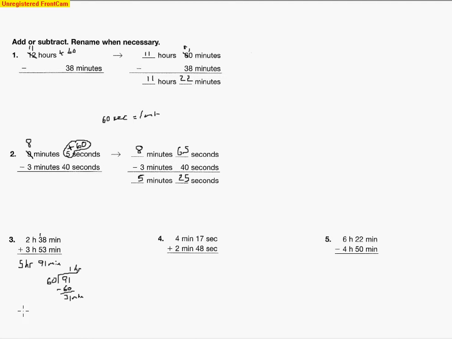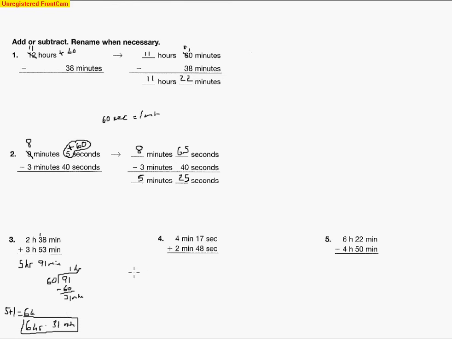So I'm going to go ahead and add that 1 hour to the 5. So the 1 plus that 5 gives me 6 hours. So I'm going to end up with 6 hours and 31 minutes. So let's take a look at another example similar to that.